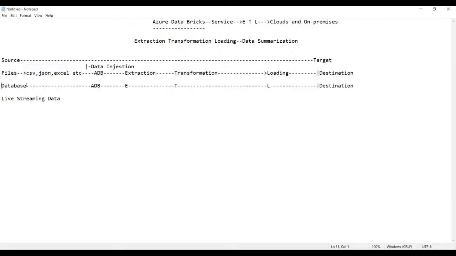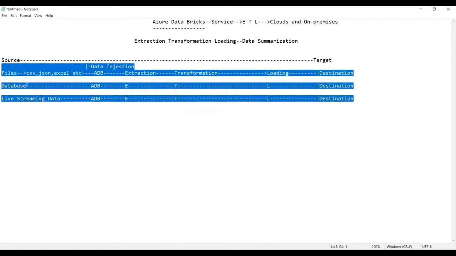Even from live streaming, if you want to pull in the data the same way, we use ADB, Azure Databricks. Then we perform extraction, then transformation, and finally loading, which is done ultimately into the destination. Getting my point? This is how the entire process works: extraction, transformation, and finally loading the data into the destination.